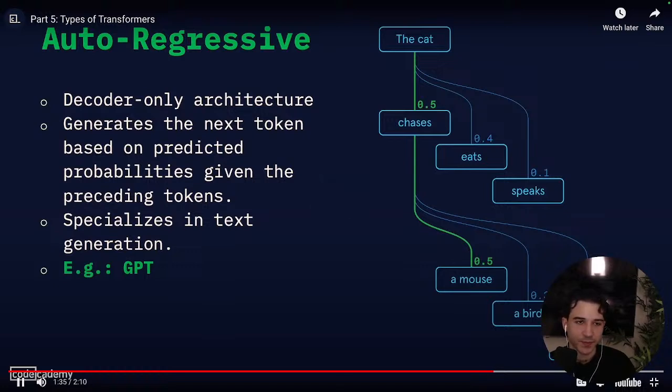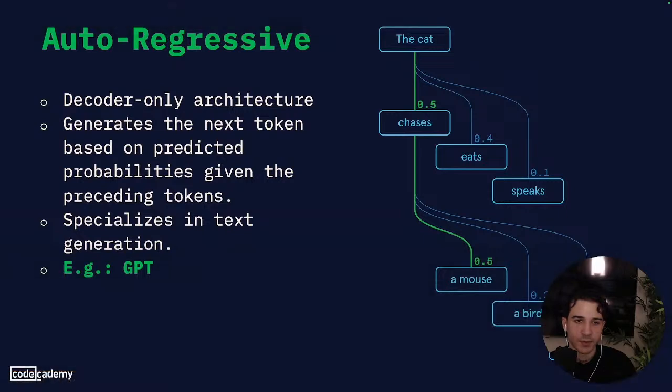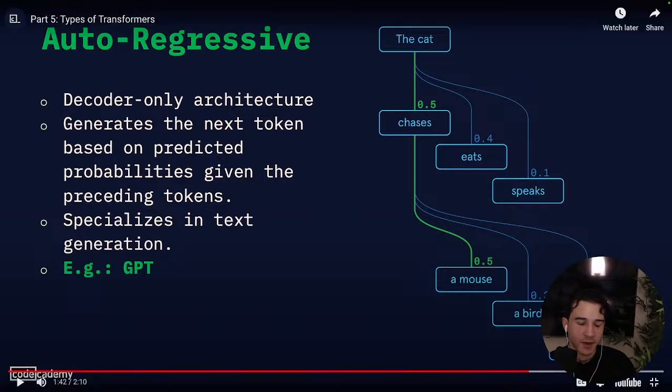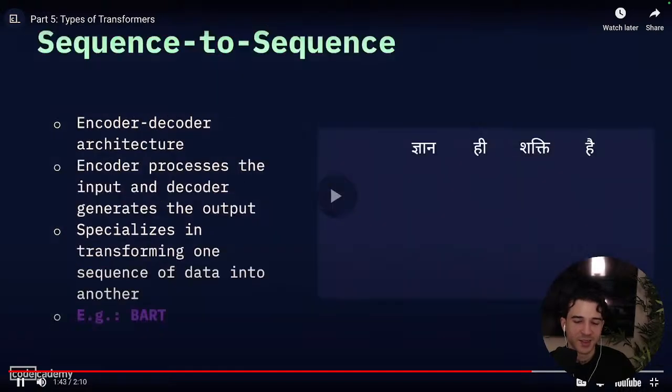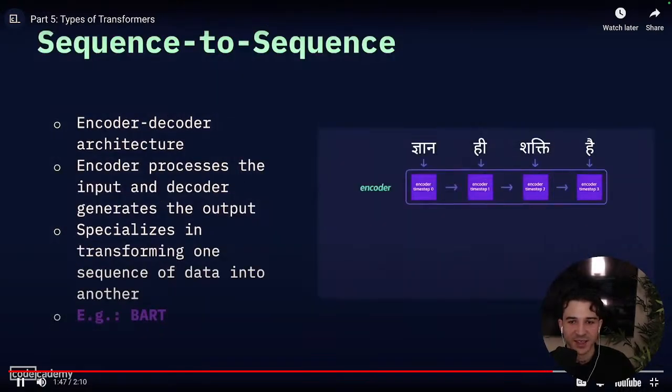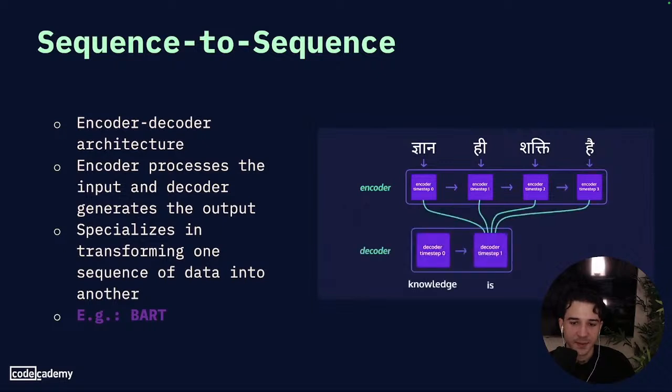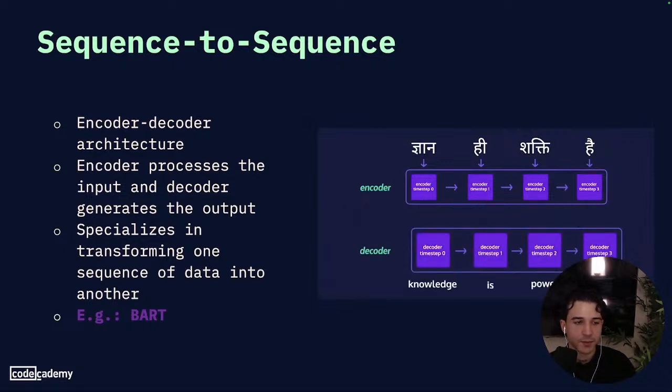These models are essentially feed-forward models that generate the next element in a sequence based on predicted probabilities given the preceding elements. Sequence-to-sequence models are encoder-decoder models that specialize in tasks that involve transforming one sequence of data into another, such as translation, text summarization, and generative question answering.